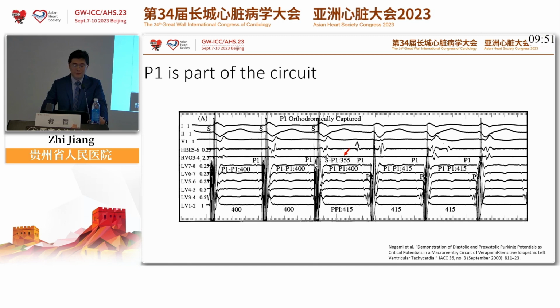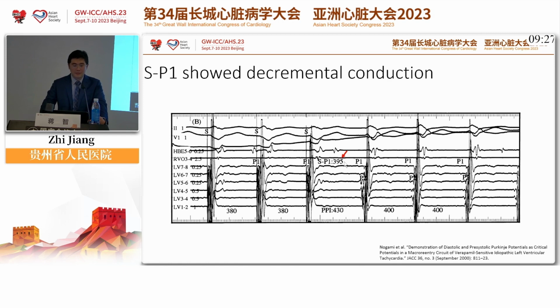In this figure, P1 was captured by overdrive pacing, and the overdrive pacing entrained the tachycardia and reset the tachycardia cycle length. Since the P1 was captured in the entrainment, P1 was identified as a critical part. And then as the pacing cycle length shortened, the SP interval increased 45 milliseconds, and the slow conduction was identified in this figure. This fast pacing also entrained the tachycardia and reset the cycle length.